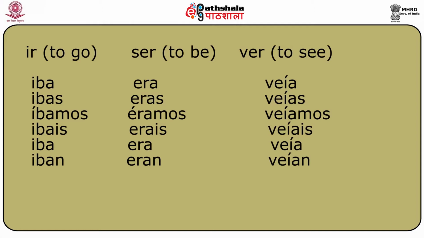Ir is iba, ibas, iba, íbamos, ibais, iban. So, yo iba, tú ibas, él, ella, usted iba, nosotros, nosotras, íbamos with an accent on the I, vosotros, vosotras, ibais, and ellos, ellas, ustedes, iban. Again, for ser, the conjugation is era, eras, era, éramos with an accent on the e, erais, eran.